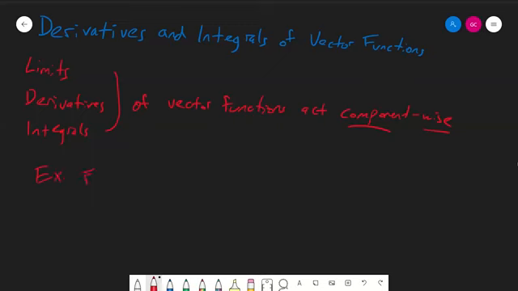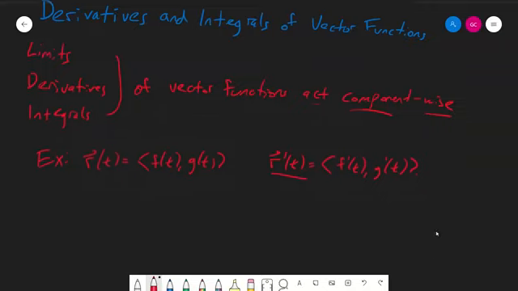So for example, if r of t is given by, say, f of t, g of t, this two-dimensional vector function, well then r prime of t is just f prime of t, g prime of t. So it works in kind of the most straightforward way that you could have hoped for. And what I want to talk about more in this lecture is what the derivative of a vector function really kind of tells you. And to do that, it'll be helpful to draw a nice picture.